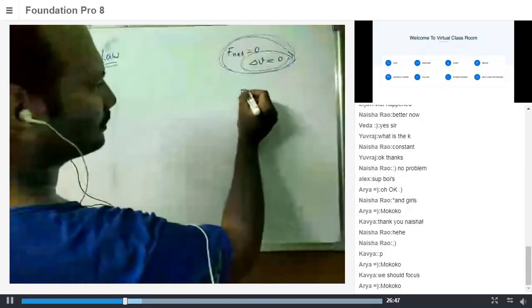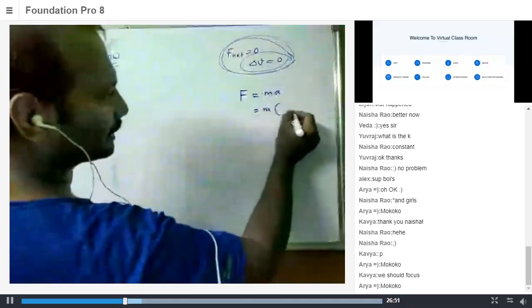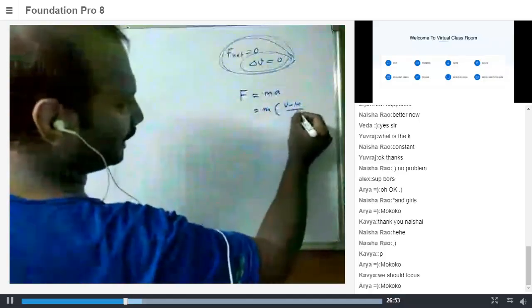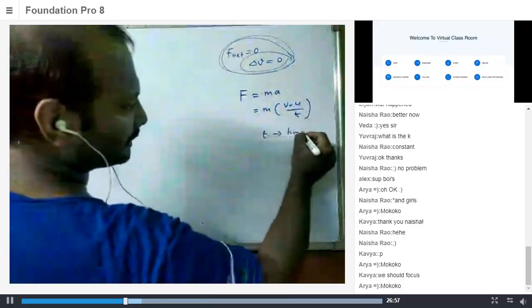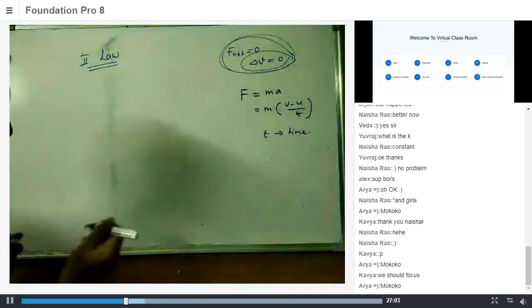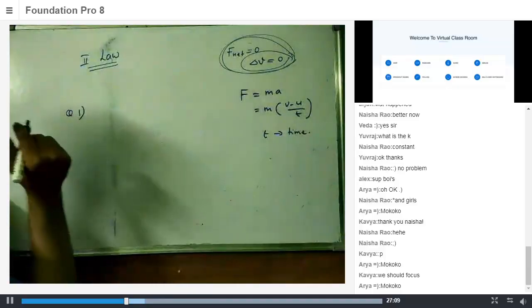Force equals mass into acceleration, which can be written as mass into (V minus U) by T. Now what is T? T, as usual, is always time. Got it? Now let me start with very simple questions, as always.